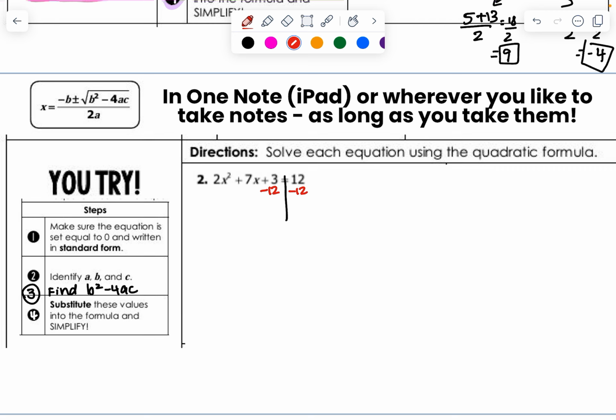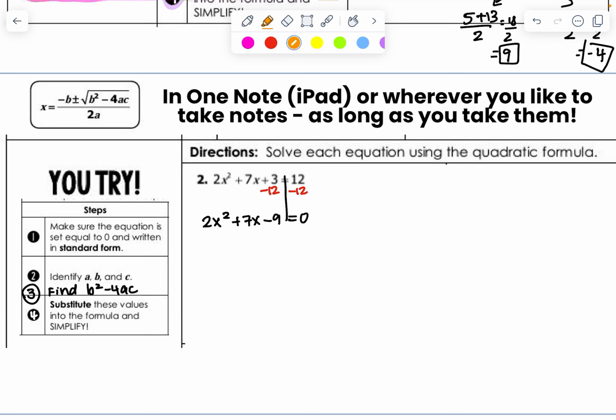Remember that analogy of going to the candy aisle and there's Skittles and there's M&Ms and there's gummy bears and they all have to go in the right spot? Same idea. Now I get 2x squared plus 7x, and then I have to do positive 3 take away 12, and that's going to be minus 9 equals 0.